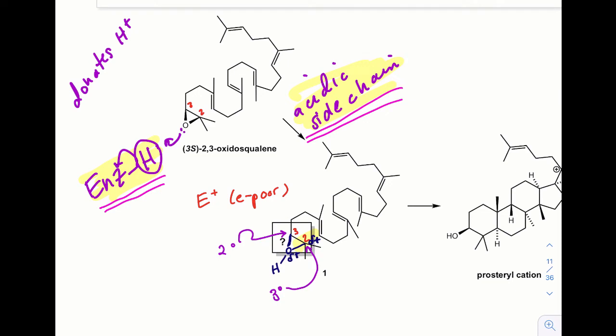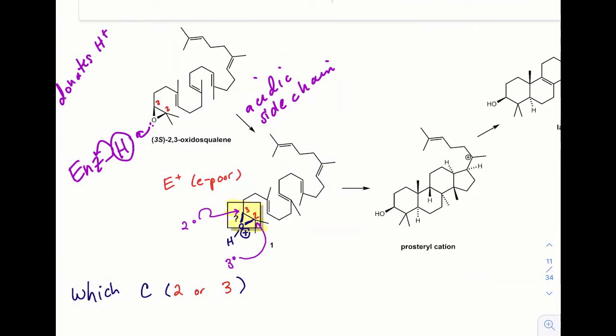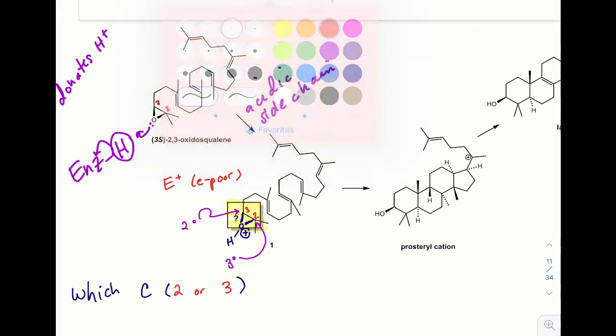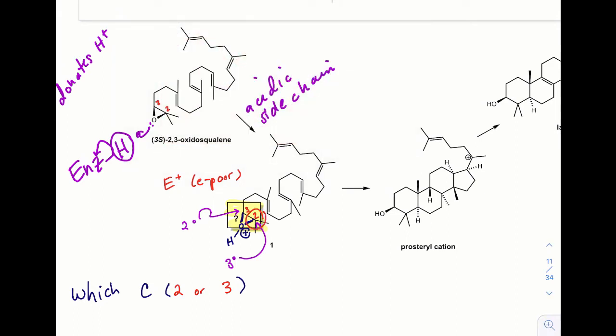With that said, we are back here with the protonated oxidosqualene. And now we must consider what this species will look like electronically. So which carbon? Carbon 2 or carbon 3? And of course, I'm using the nomenclature numbering, so the number's in red, I'm not referring to the substitutions. It's a bit confusing because carbon 2 is a tertiary carbon, carbon 3 is a secondary carbon.